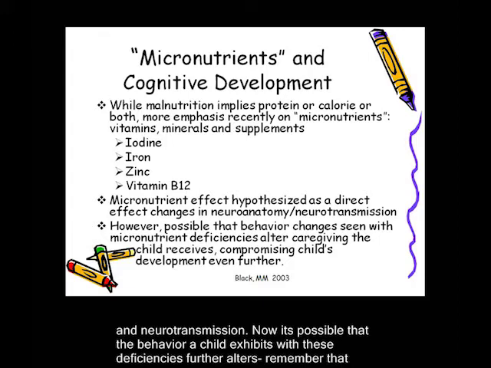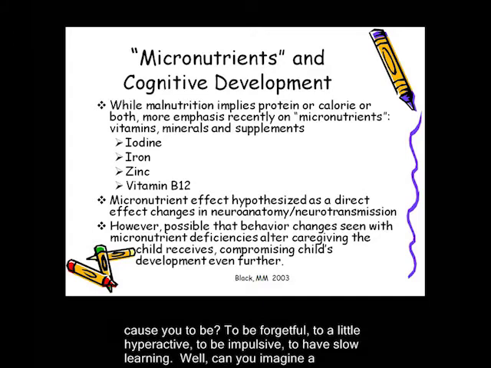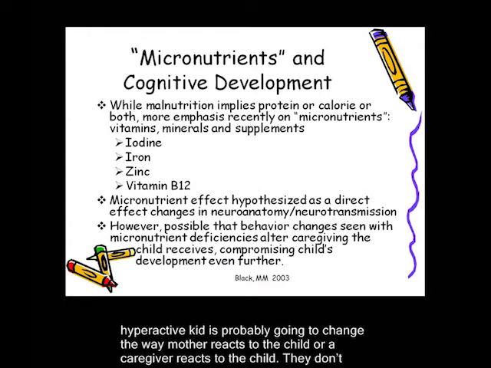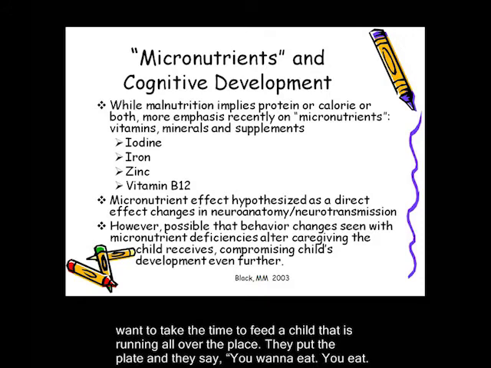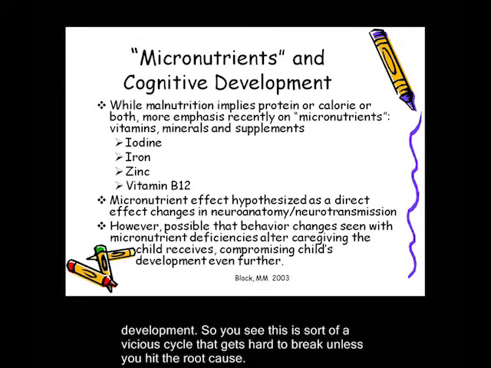Now, it's possible that the behavior a child exhibits with these deficiencies further alters things, remember that famous bidirectional effect. So let's say a child who is iron deficient. What do they have? They have anemia. What does anemia cause you to be? Forgetful, a little hyperactive, impulsive, to have slow learning. Well, can you imagine, a hyperactive kid is probably going to change the way a mother or a caregiver reacts to the child. They don't want to take the time to feed the child who's running all over the place. They put the plate down and say, you want to eat, you eat, you don't want to, you don't. Well, the child may not eat much, further compromising their nutrition, further compromising their development. So you can see this is a sort of vicious cycle that gets hard to break unless you hit the root cause.